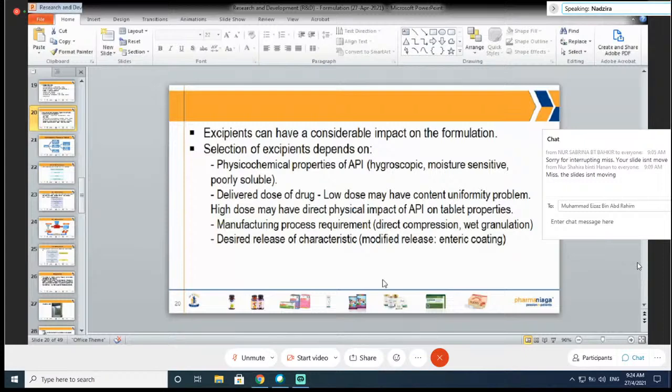Next is the delivered dose of the drug, because a low dose of the drug can have a content uniformity problem. Meanwhile, a high dose of the drug can have a direct physical impact of the API on the tablet properties. We also need to consider the manufacturing process requirement, whether it involves direct compression or granulation, because for certain processes, a suitable excipient can be used. Next is the desired release characteristic. For example, for modified release of the API, we have to use the enteric coating.